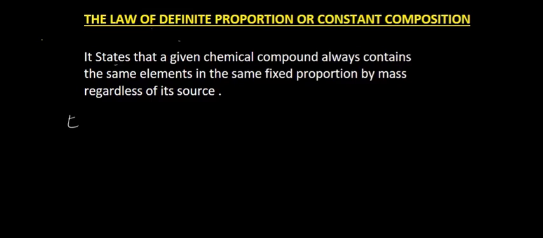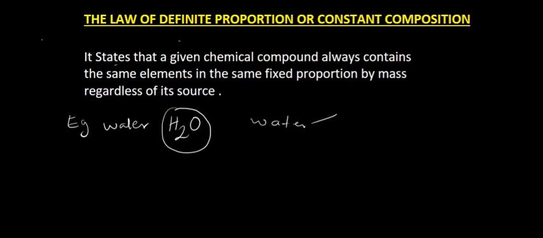For example, water, which is H2O. This law is telling us that no matter the source of H2O, whether from the river, from the rain, or from the lab, the mass of hydrogen and oxygen must be in the same fixed proportion by mass. What is it telling us?